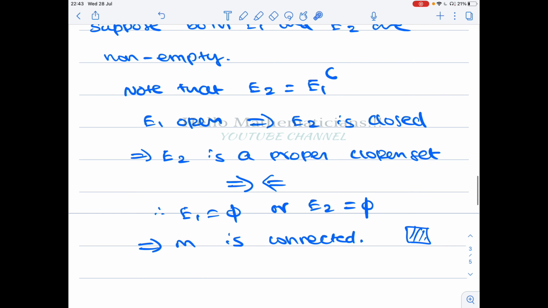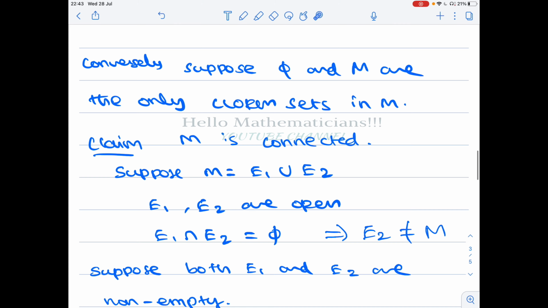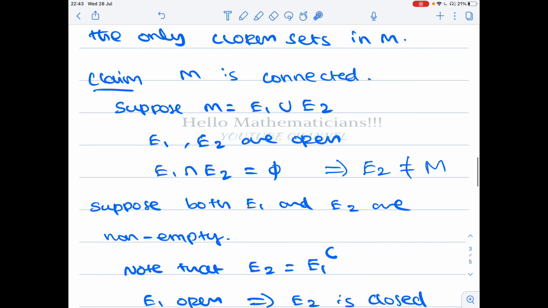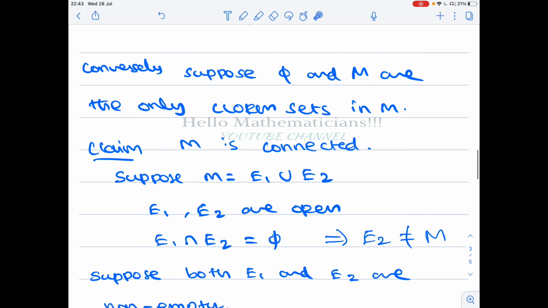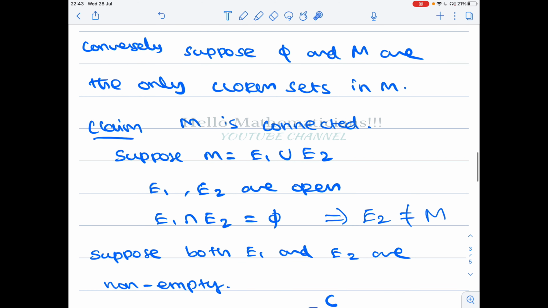We got this contradiction because we assumed that both E1 and E2 are non-empty. To prove M is connected, we have to prove that either E1 or E2 is empty, but we assumed both are non-empty. That's why we got a contradiction. Therefore, either E1 or E2 is empty. Therefore, M is connected.